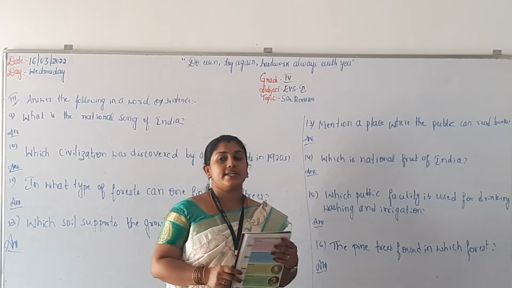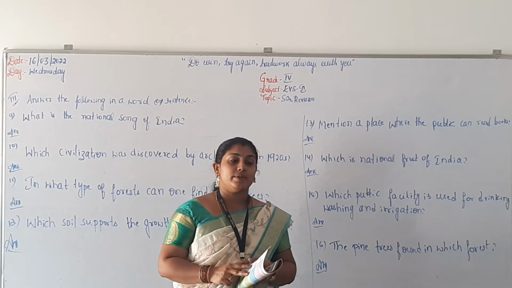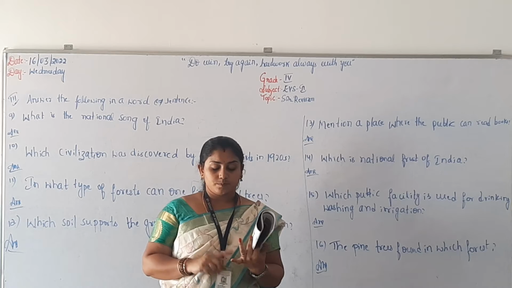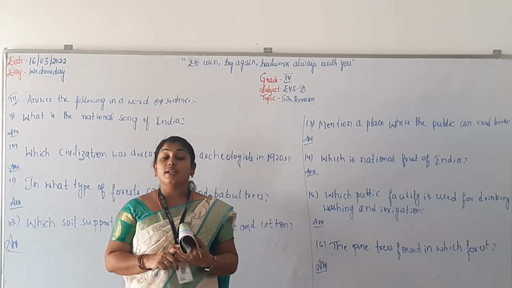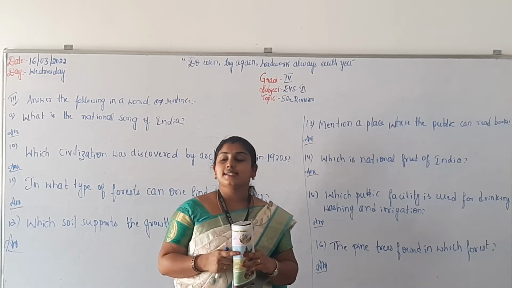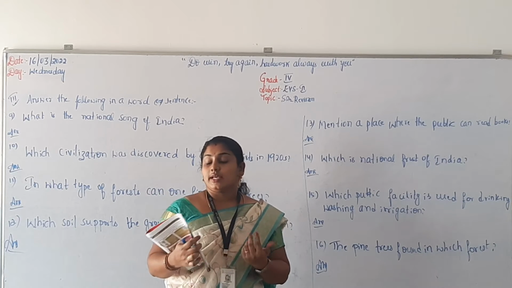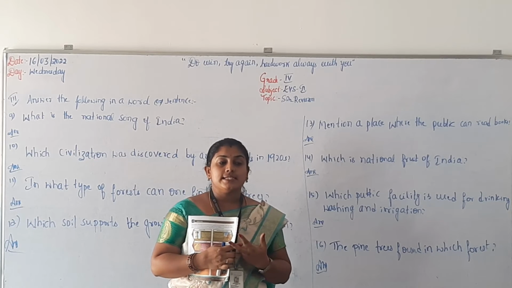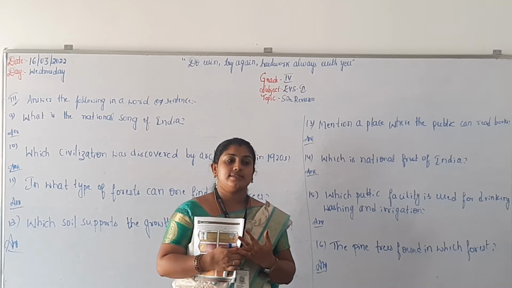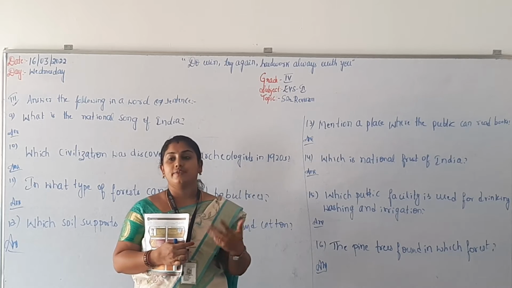So, this is about the dynasties, isn't it? Which dynasties have we seen? Mauryas, Guptas, Satavahanas, Cholas, Kakatiyas, Vijayanagaras, Mughals, Marathas. Understood? These are the different dynasties.